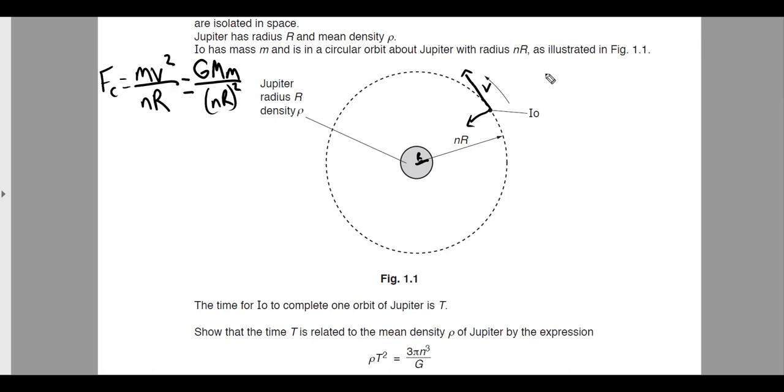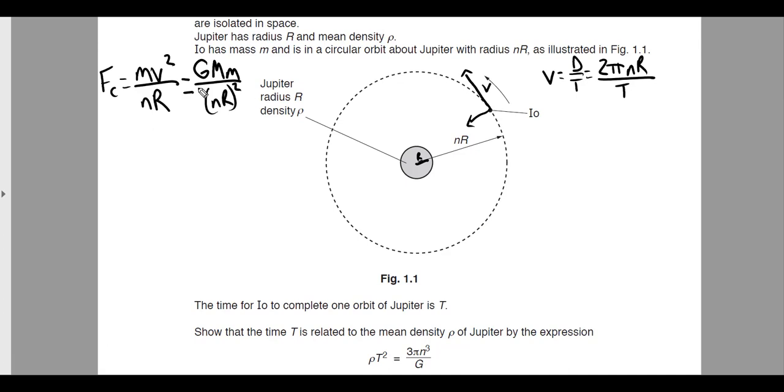Another idea that we need is the velocity of Io moving in this circular orbit is going to be distance over time. They've told us the time is just T, so we can leave that alone. But the distance we want to express in terms of other things, like where's that pi coming from? Well, we know that the distance around a circle is 2 pi r, but r here is nR. 2 pi nR over T is a way to describe the velocity.